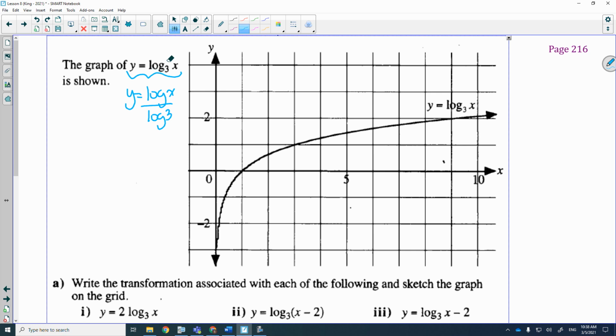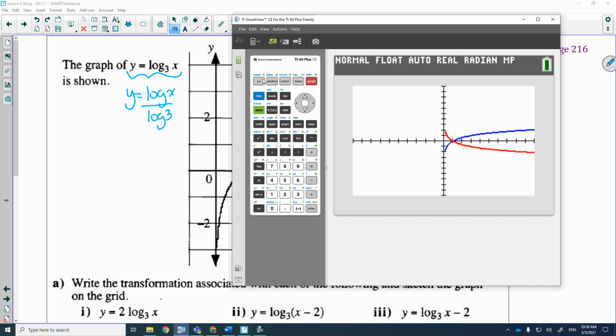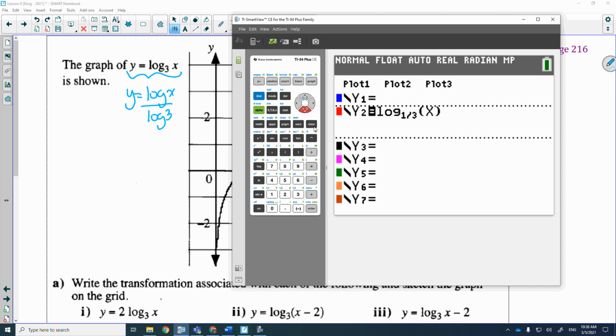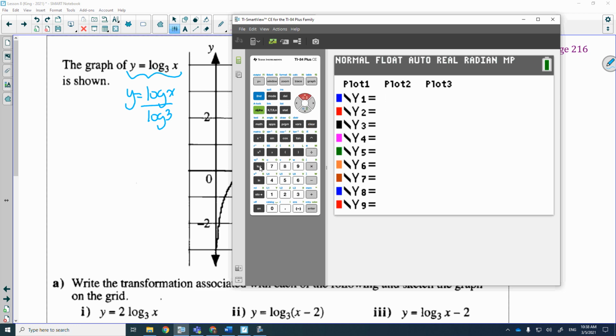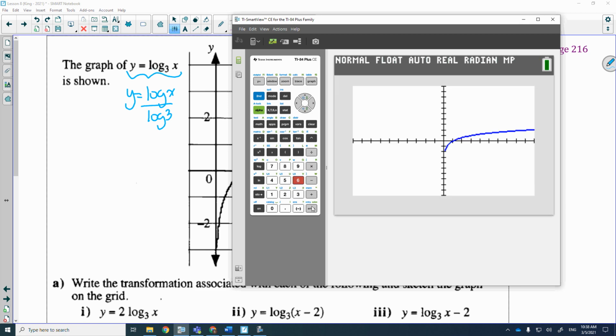So let's just enter first this method into our calculator in y1, and then I'll show you where the button is. So go to y is equal to, and let's enter it using change of base. That would be the log of x divided by the log of 3. If you changed your window, just make sure you do a Zoom 6 standard. So that's the graph here.